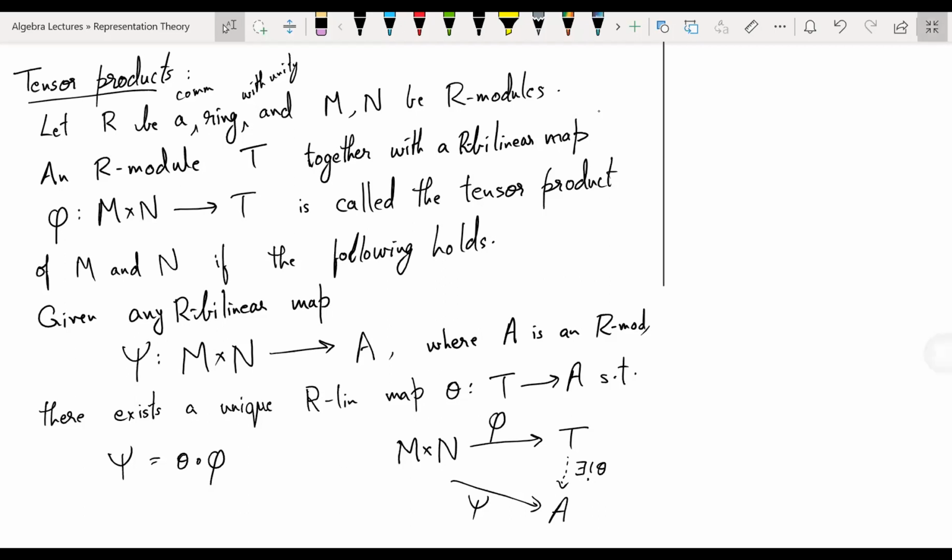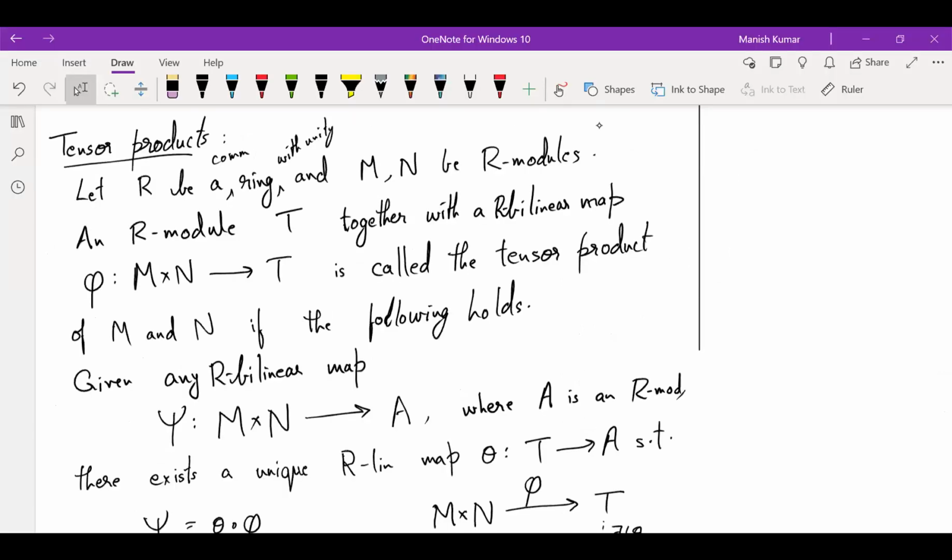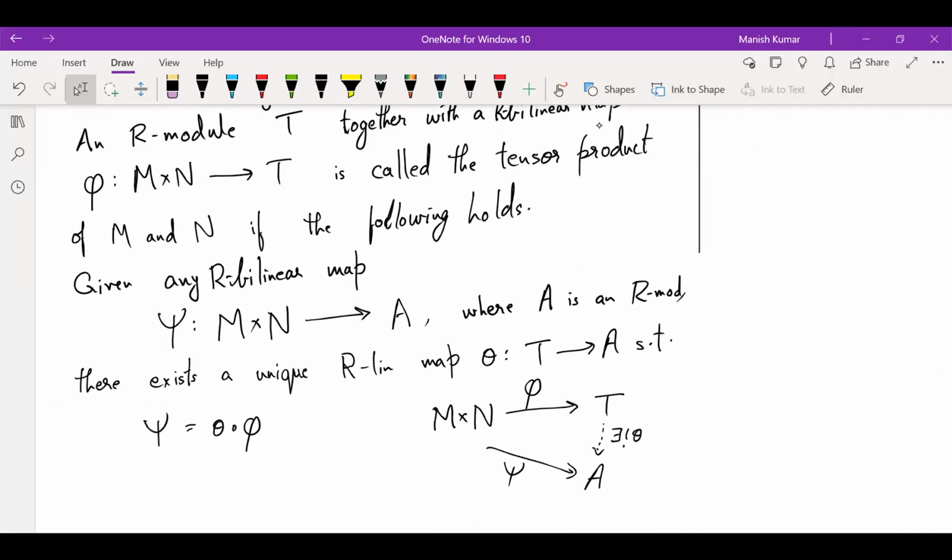So the proof is not difficult. The idea is to take the free R module on the set M cross N, and then you quotient out by all the bilinear relations, and that will give you an R module, and that will be the tensor product. Then you prove that it has the universal property.